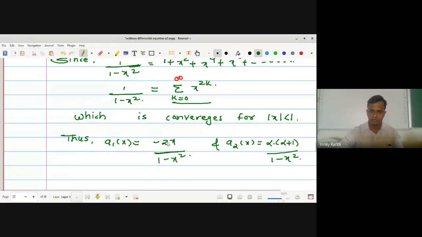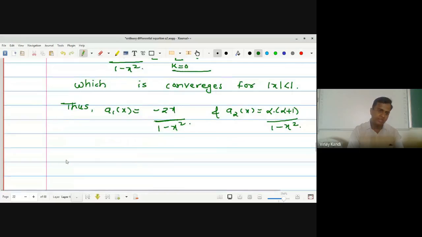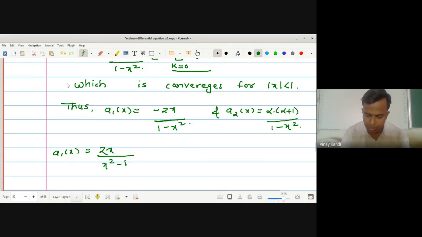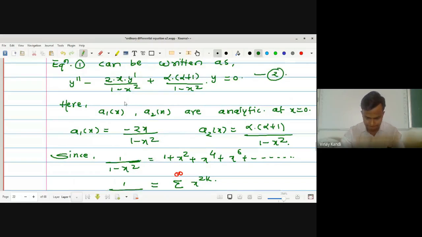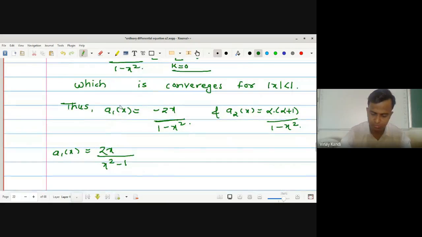Now look here. a1 of x is equal to minus 2x into the summation of x square, keep going from x square. Minus 2x, odd terms, k is equal to 0.